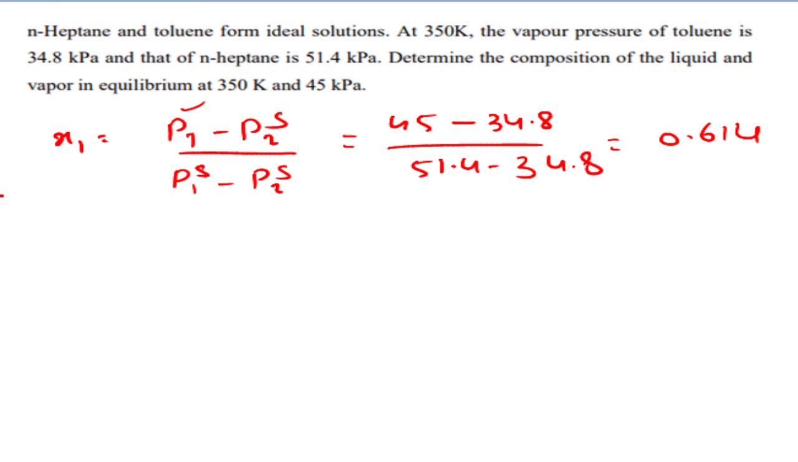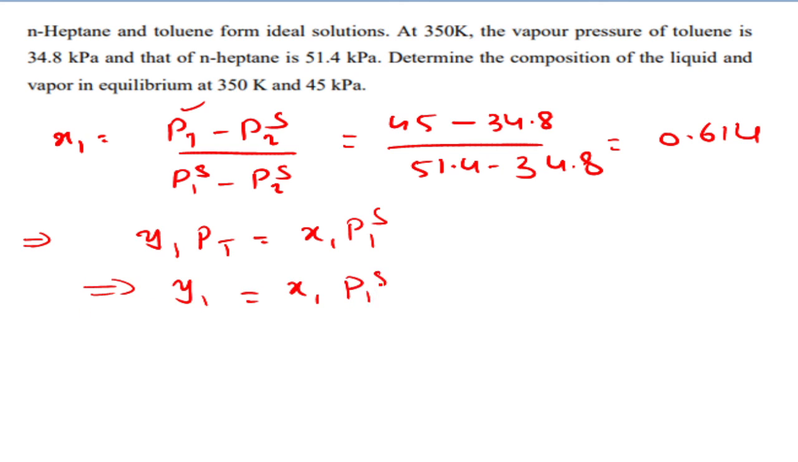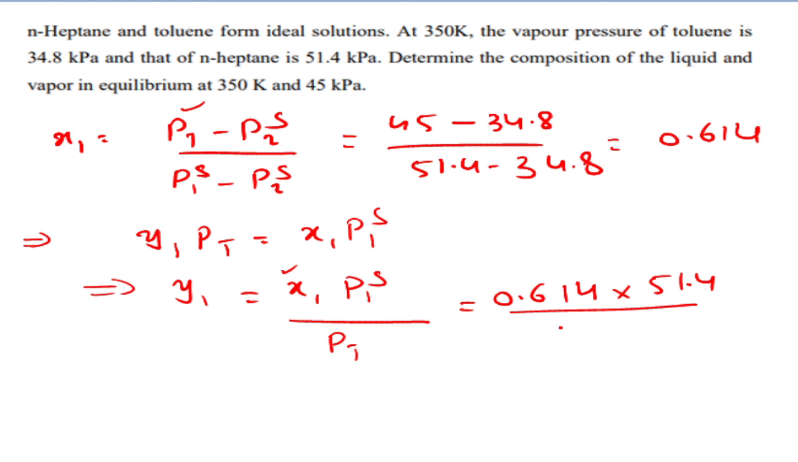And now what about y1? We got this value of x1. Using Raoult's law, you know already, y1 into Pt is equal to x1 into P1s. So y1 is equal to x1 into P1s divided by Pt. Already x1 is calculated, so you can substitute this value: 0.614 into P1s, that is 51.4, divided by Pt as 45. So you get this value as 0.702. So you got the values of x1 and y1.